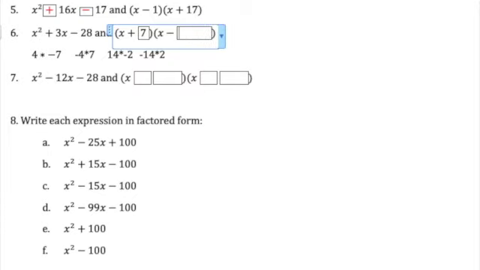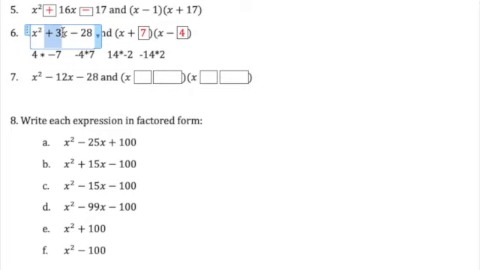Where's my 3? Why is there no 3 showing up? Oh, shoot. There we go. That was weird. So now I have a 3 and a 7. No, not a 3. 4. Dang it. So, yeah, if I distribute all this out, I'll get x squared, a minus 4x and a plus 7x, which will get me a plus 3x over there. And 7 times negative 4 is negative 28. So that's where that comes from.